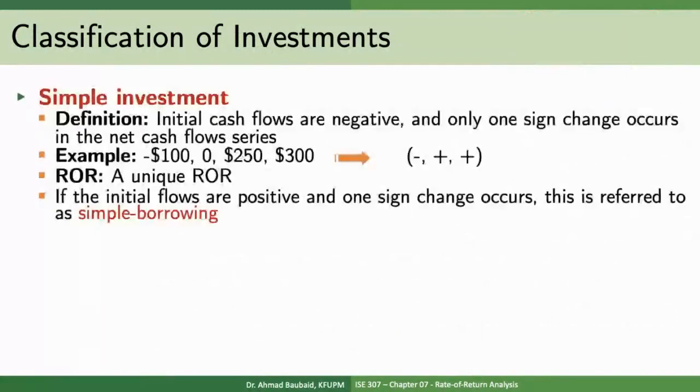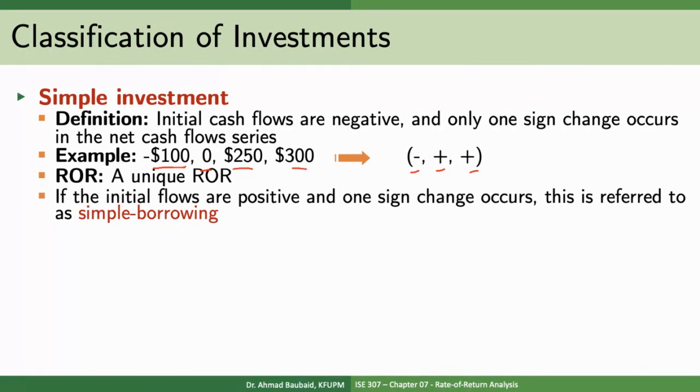All right, so now we know how to classify the investments. Here is just a review, to give you some more examples. One sign change makes it a simple investment. So you see here, this is negative, this is 0, so I ignore it. Then positive, positive. So negative, positive, positive. There's one sign change, so this is a simple investment. And in terms of rate of return, this ROR, it has a unique rate of return.